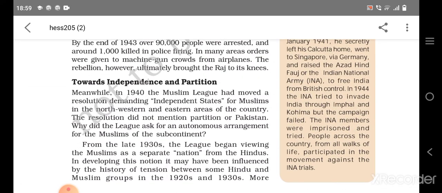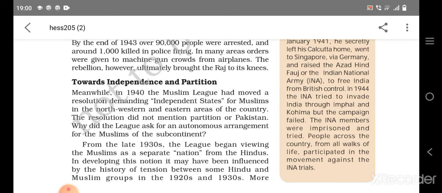So, towards independence and partition. Basically what happened? In 1940, the Muslim League moved a resolution demanding independent states for Muslims in the northwestern and eastern areas of the country. The resolution did not mention any partition or Pakistan.